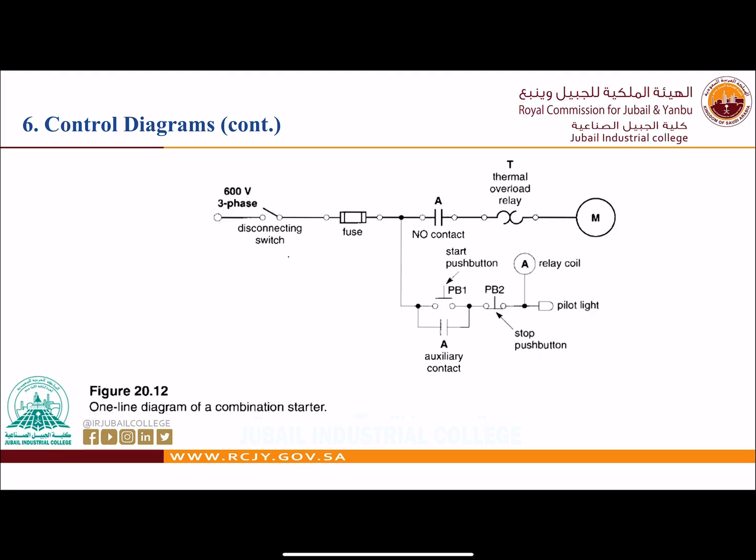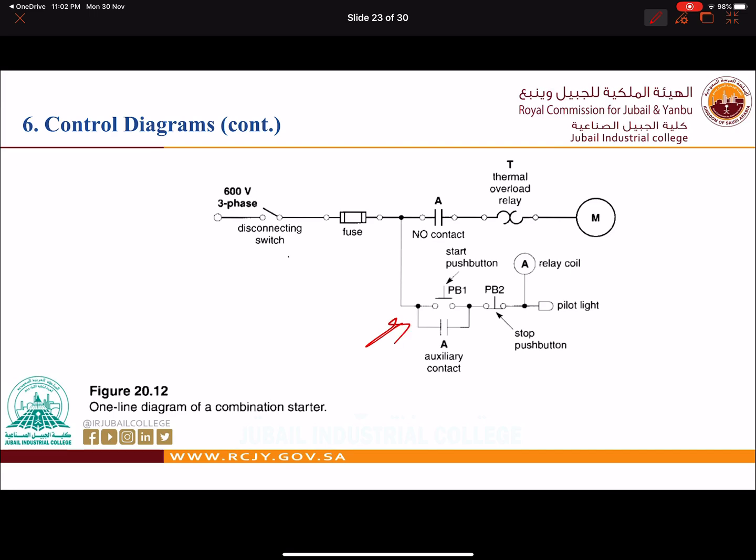So we will have a supply, which is 600 volt 3-phase. We will have a disconnect switch. We will have a fuse, and then we will have a push button, as you can see from downside here. We will have another push button for stop, and we will have a violet light, and this is the symbol of the violet light. We will have a relay in order to close this normally open contact in order to operate this motor. And in case we have an overload, this is the thermal overload relay. This is called single line diagram.